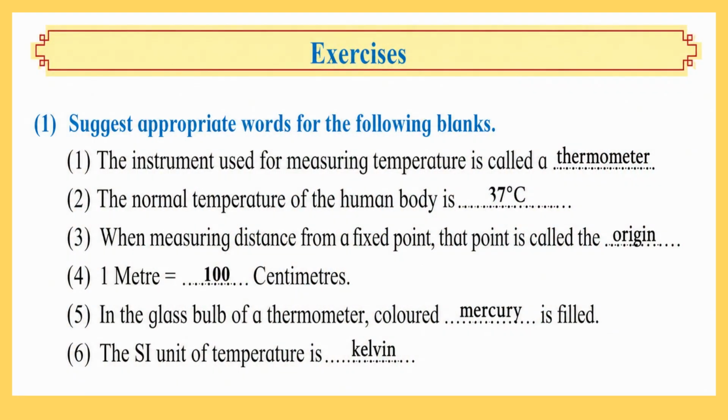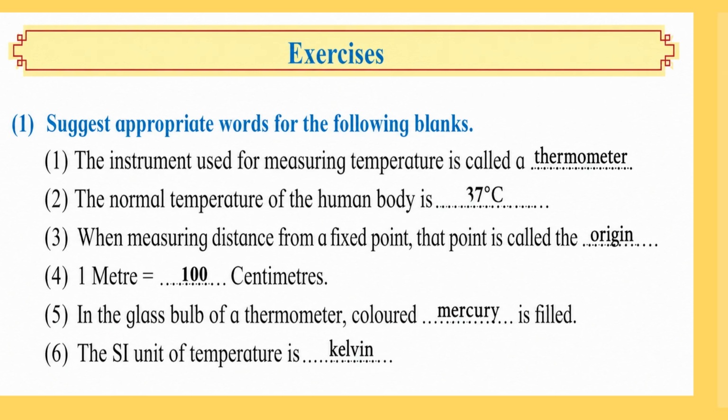The instrument used to measure temperature is a thermometer, and the normal human body temperature is 37 degrees Celsius. Distance from a fixed point is measured from the origin. 1 meter equals 100 centimeters. Thermometers use mercury, and the SI unit of temperature is the Kelvin.